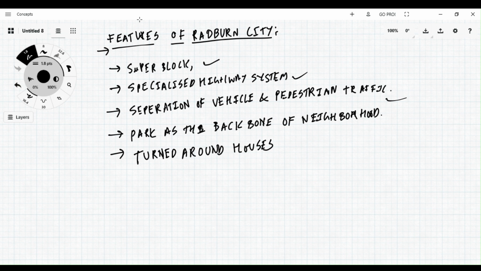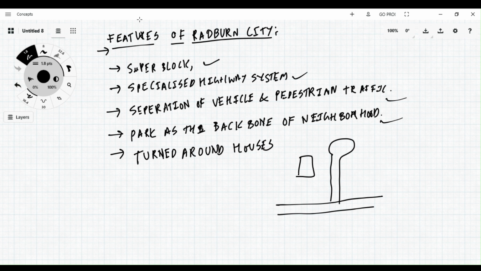See, what are turned around houses? In this, suppose a cul-de-sac is coming like this, from the main street. Suppose here they have planned a unit. Okay. From the cul-de-sac road, again access to the individual house is coming. In this, they kept the garage initially, suppose the garage is there, and they have kept the service areas on the front side, this side.